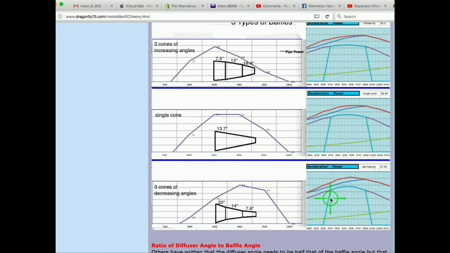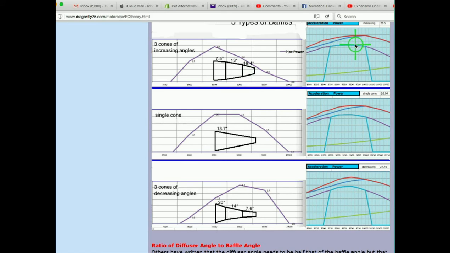Okay, so if we're talking about competition, an expert rider will always keep the bike within the power band. So you want whatever it takes to have the best power within that gear RPM range. But if you're going to be on the trail or on the street, this would be the better baffle to choose.